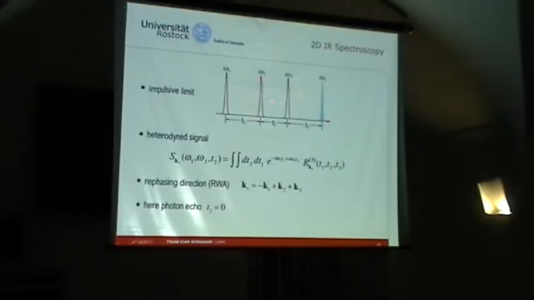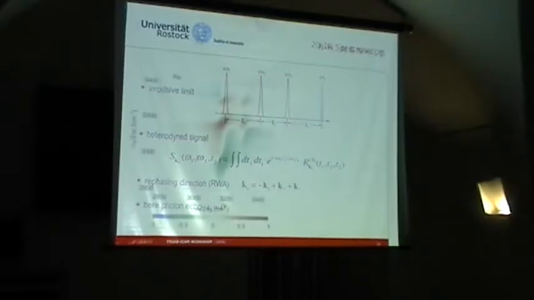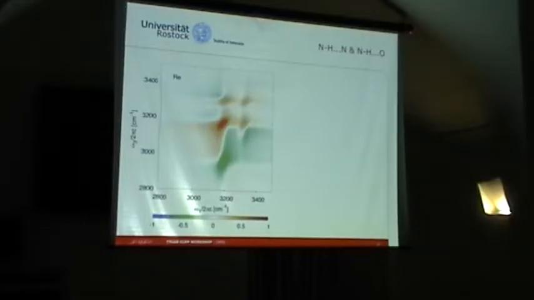Well, again, I don't think I have to say much about this. It's in the impulsive limit, so it's delta pulses. And then we calculate the heterodyne signal, which is just one of these response functions here, as I said, in the rephasing direction. Since we don't have a good model for population relaxation, we better set the time T2, so the population evolution, equal to 0, and then do a double Fourier transform to get the signal. Okay, and that's what the signal looks like.